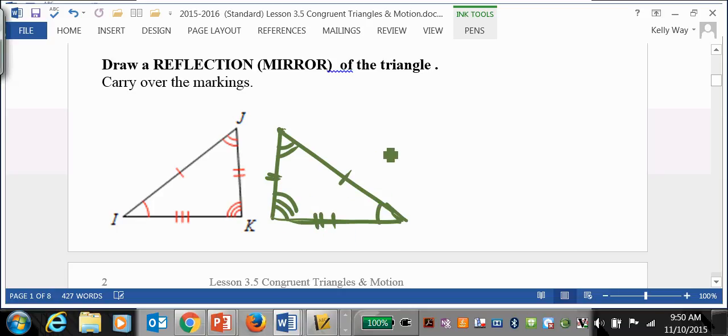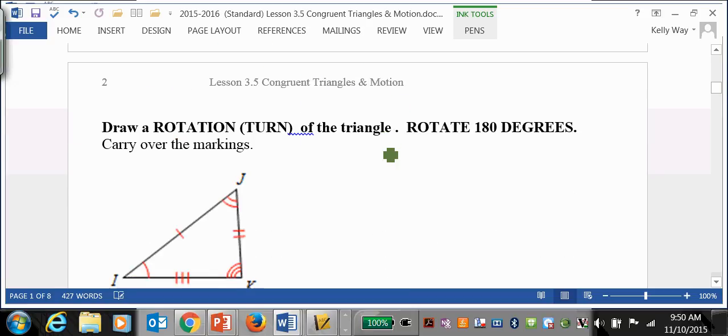You're drawing, guys. That's what you're doing right now, including the rotation 180.